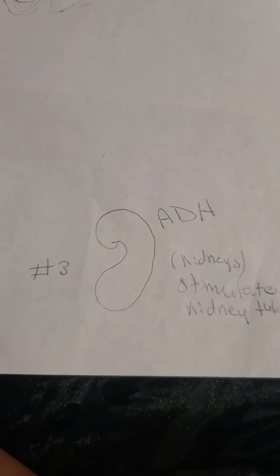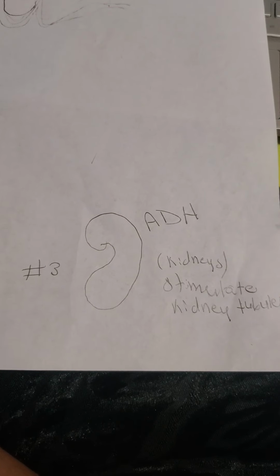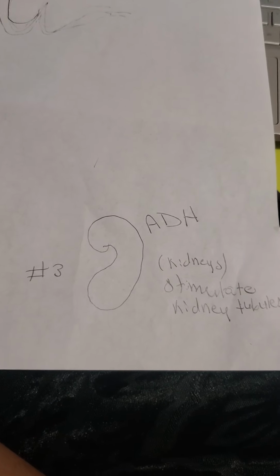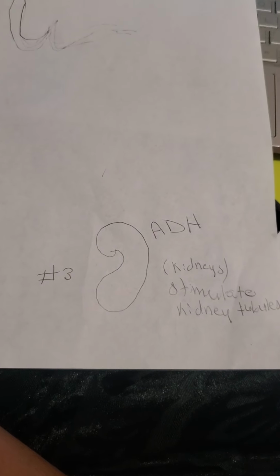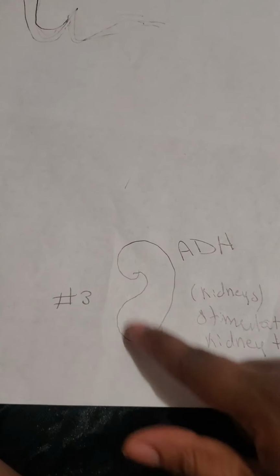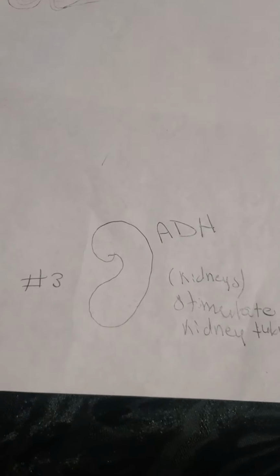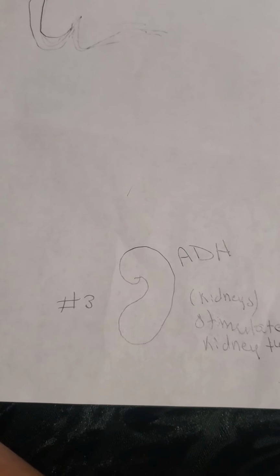Okay, for number 3, I chose the antidiuretic hormone, which is stimulated by impulses from the hypothalamic neurons in response to increased blood solute concentration or decreased blood volume. It acts on the kidneys, so this is like the little kidney bean, and it stimulates the kidney tubule cells to reabsorb water from the urine back into the blood.